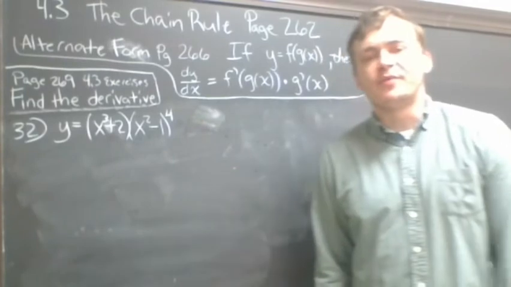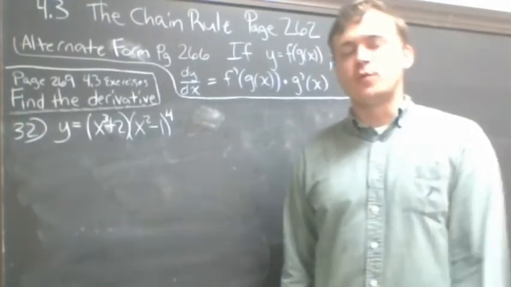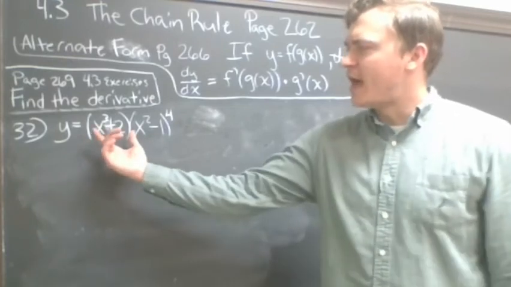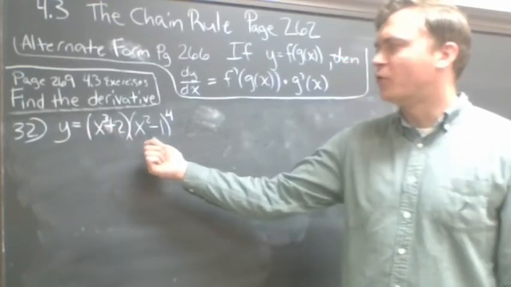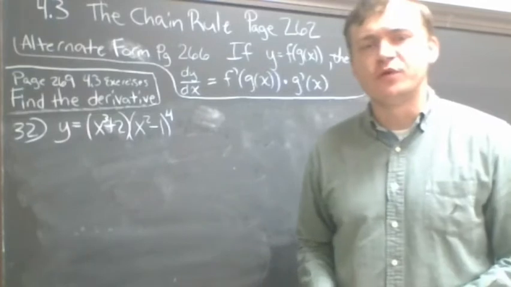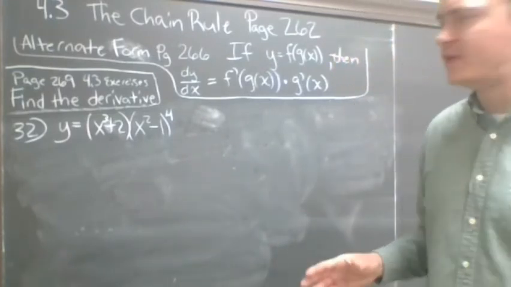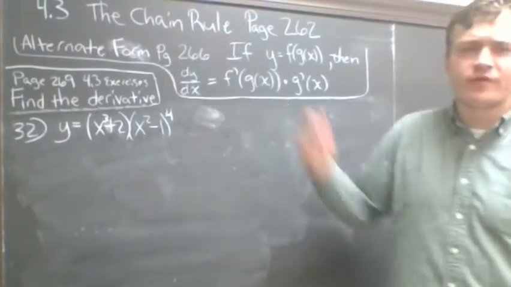All right, we're looking at problem number 32, page 269, 4.3 exercises. We're being told to find the derivative. Now we have here x cubed plus 2 multiplied by the quantity x squared minus 1 to the fourth power. We have a lot going on here, but we're being told to find the derivative, and we're working out of 4.3, the chain rule.